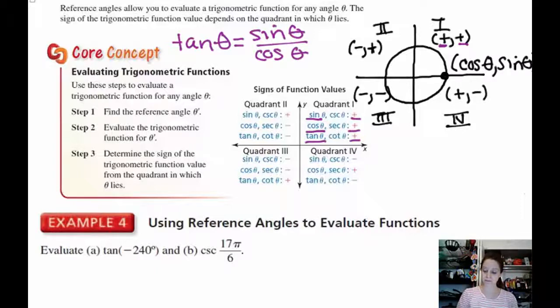What some people teach is All Students Take Calculus. And what that means is that for A, all trigonometric functions are positive. S, sine is positive. T, tangent is positive. And C, cosine is positive. Now, All Students Take Calculus only looks at the 3: sine, cosine, tangent. So when I say in quadrant 2 that sine is positive, also cosecant is positive, right? Just the reciprocal of sine. Same thing with cosine. When cosine is positive, that means so is secant.